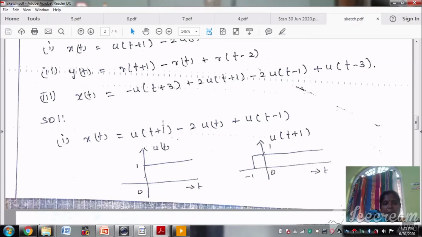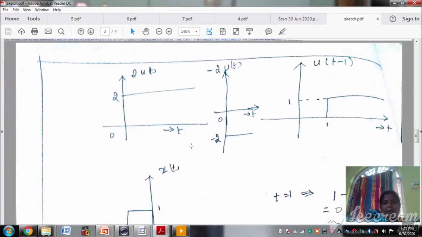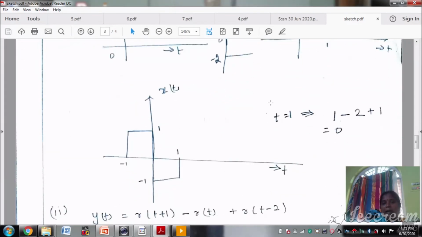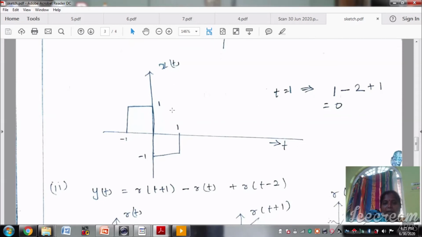Now u of t plus 1. U of t plus 1 means what? This signal will be shifted towards the left side because it is plus 1. So it is shifted towards the left side by one time. Next, this u of t will be multiplied by 2, so this amplitude will be 2. Okay, next it is minus 2 into u of t, this one you have to write, and u of t minus 1. All the signals you have to add. Okay, so finally you will get x of t like this.